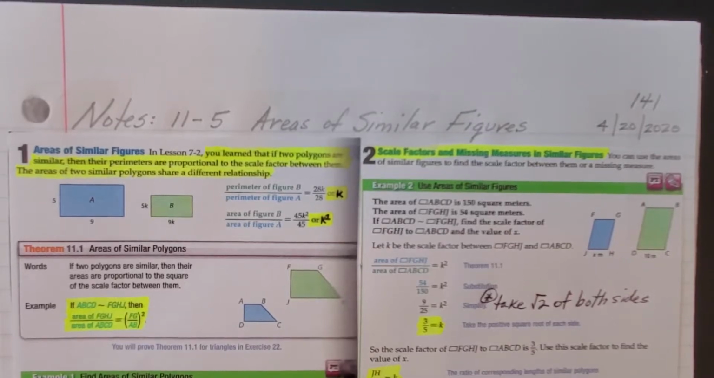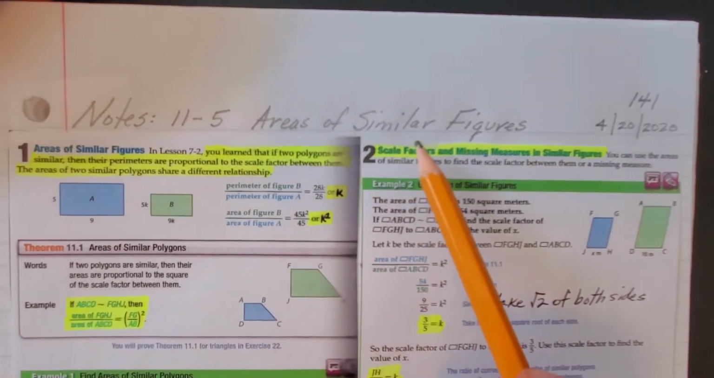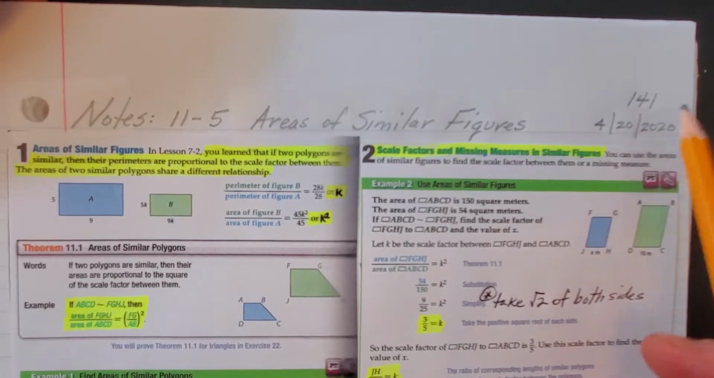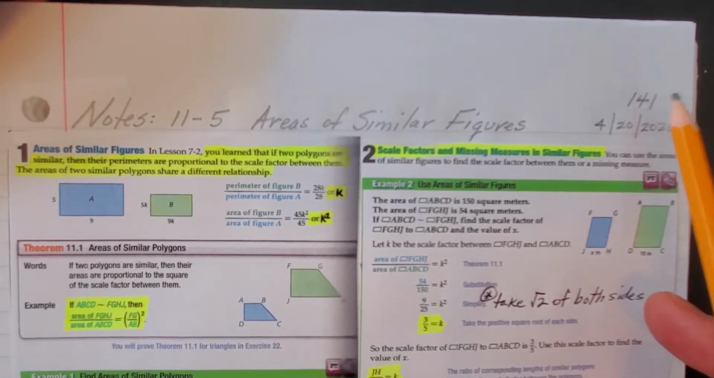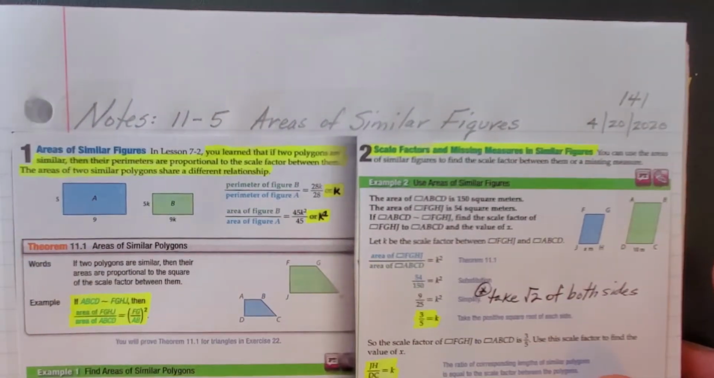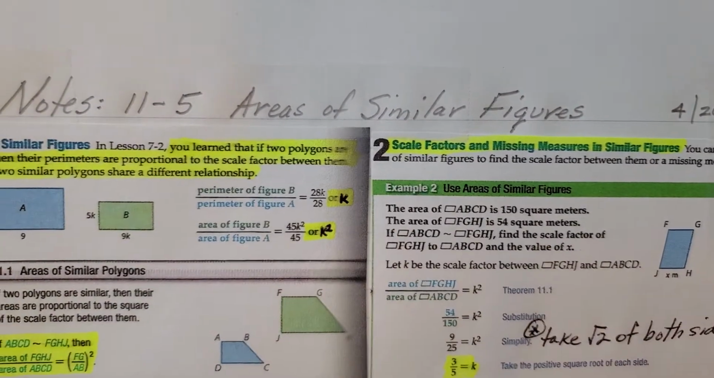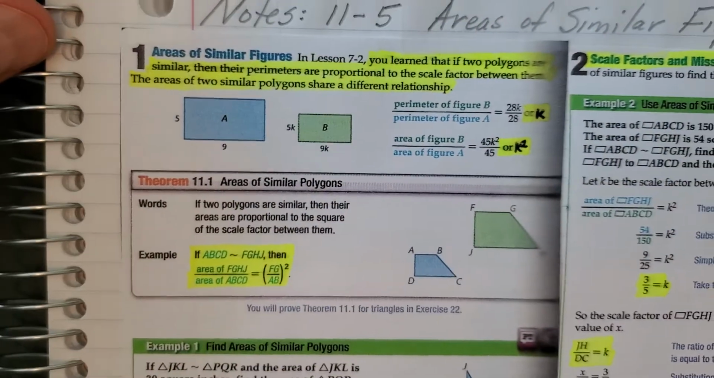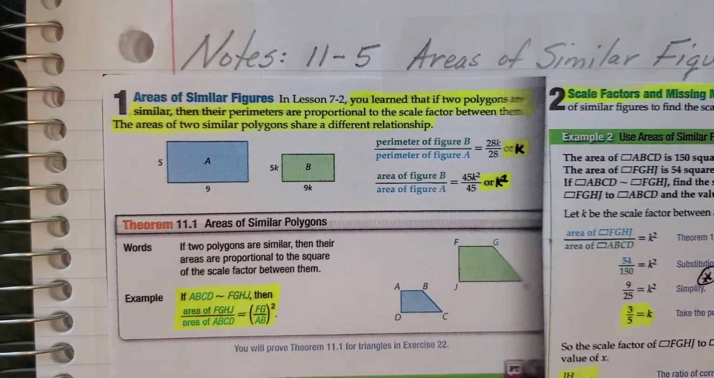Okay, guys, here we go with notes on 11.5, areas of similar figures. This is 420 Monday, page 141 of your notes. I'm going to zoom in and see if I can get you a little bit clearer and a little bit sharper here. So start on this left side first.